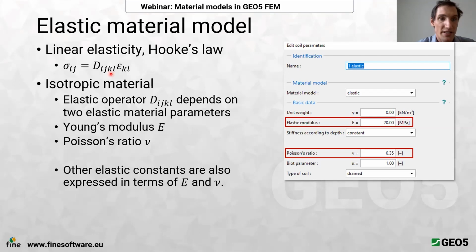And if this law is isotropic, which is what is implemented in the software, then this operator is determined by just 2 elastic constants, which in the software are typically chosen to be Young's modulus, denoted as elastic modulus in the dialog, and a Poisson ratio. And the other elastic moduli that you know, like shear modulus or bulk modulus or oedometric modulus, are then dependent on these 2 selected elastic constants.